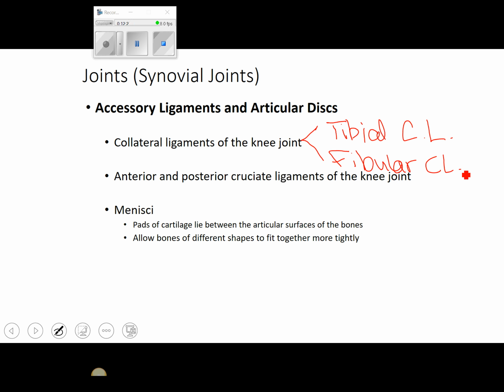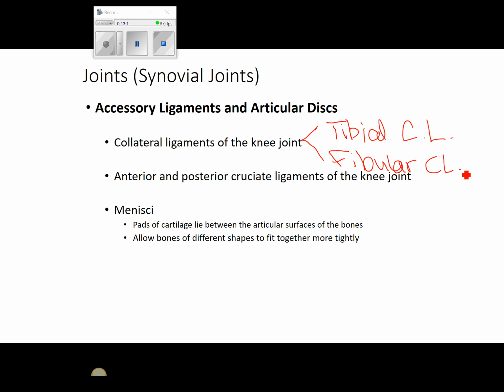The one that's attached to the tibia bone is called the tibial collateral ligament. It's also known as your lateral collateral ligament. Medial, excuse me. The tibial is also known as your medial collateral ligament. The fibular collateral ligament is also known as the lateral collateral ligament. I apologize for that mix-up. I caught myself. So the tibial collateral ligament is also called the medial collateral ligament, and the fibular collateral ligament is also known as your lateral collateral ligament. They are attached on the sides, and they are located outside the articular capsule.